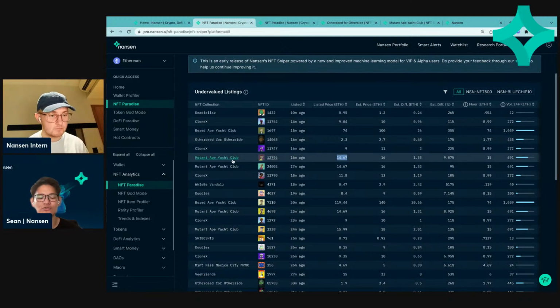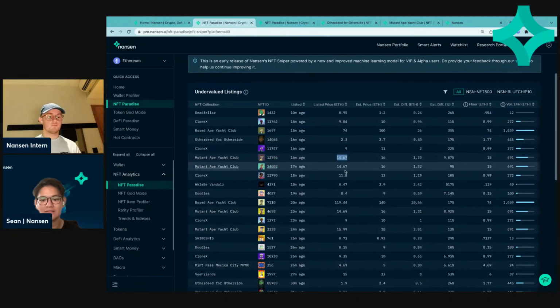And you can start your due diligence or your discovery from this path, right? Whether you want to look at the collection itself and see how it's trending, or you want to look at the item itself to try and understand why it's being priced in a certain way.